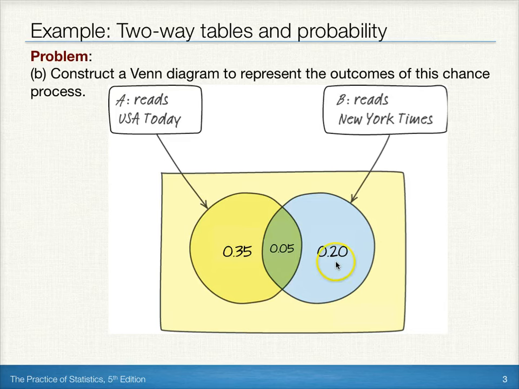Finally, adding all the way across, we have 0.35 plus 0.05 plus 0.2, that gives us a total of 60% of the apartment residents falling within one of the two circles, at least one of the two circles, which means 40% fall outside. So 40% of the residents don't read either paper.